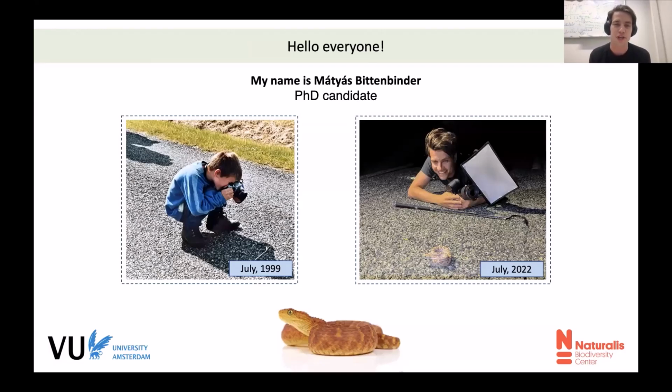Indeed, my name is Mátyás. I'm a PhD candidate, and I have been fascinated by snakes all my life. On the left, we see a photo of me photographing, I think it was a road-killed grass snake, when I was about 7 years old.